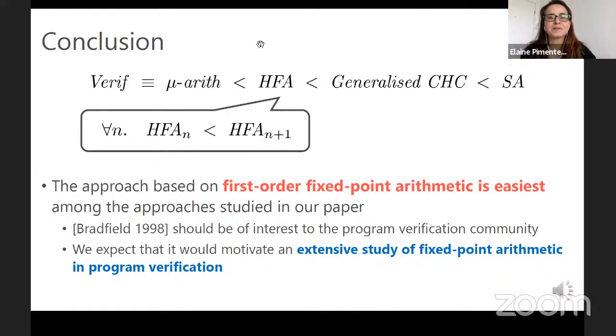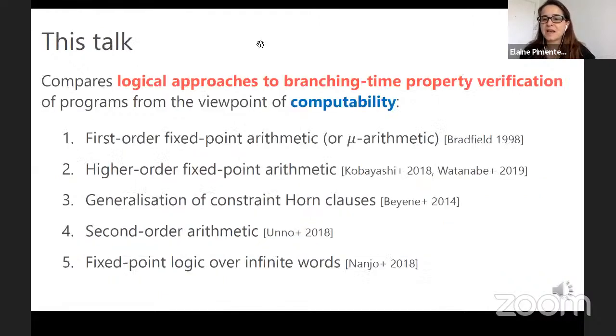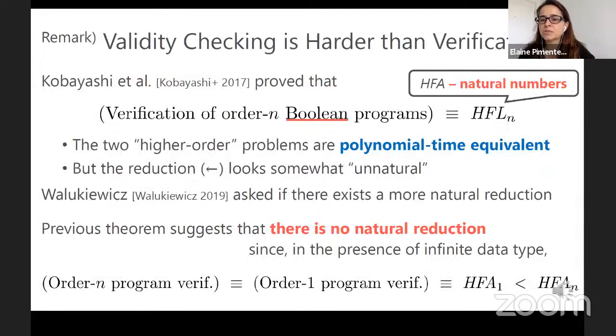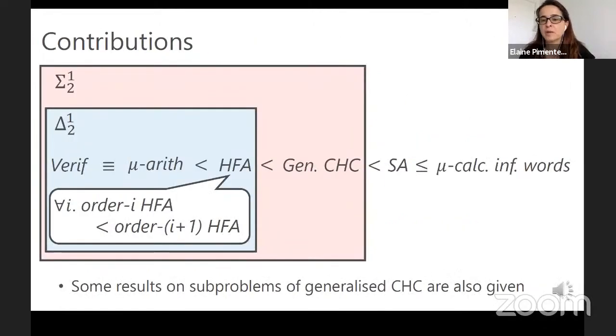Okay, so Takeshi, there was a question in Slack by Noreen Conan, and the question is whether you think there is a suitable generalization of CHC that is as hard as the branching time property verification problem. So this is the first question.